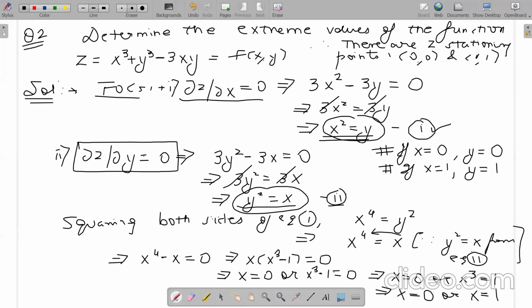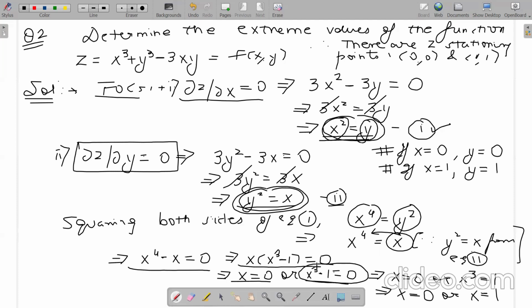Look at equation 1. Let us make this y square. How do I make this y square? I square both sides. X square squared is x to the power 4, equal to y square, and y square itself is equal to x. Bring x to this side, I get x to the power 4 minus x equal to 0. Take x common, I get this. It means either x is 0 or x cube minus 1 is 0. X cube minus 1 equal to 0 means x cube is 1, and x cube 1 means x is 1.